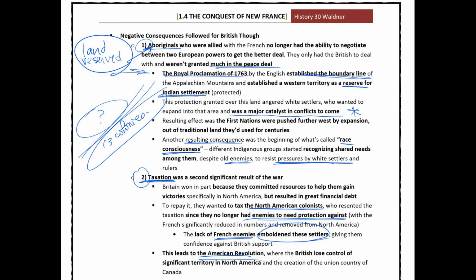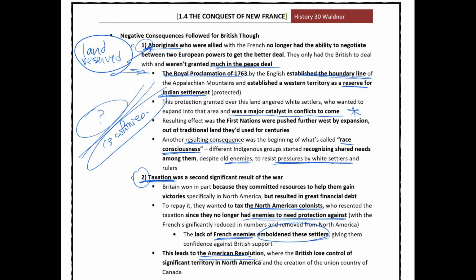Another consequence here was something that was called race consciousness. Even though all these First Nations groups were different in their needs and diverse in their history, they eventually started recognizing a kind of shared need between them. Despite their enemy or alliances here, they started to recognize that they had similarities in protecting themselves against the white settler expansion there. And the second big part of this was the taxation. So along with this Aboriginal part, you could put here the land set aside or the land reserved. That kind of clarifies it with the Aboriginal connection there. But the second part here is the taxation then.